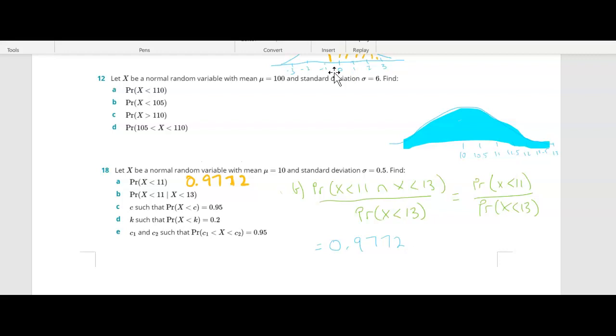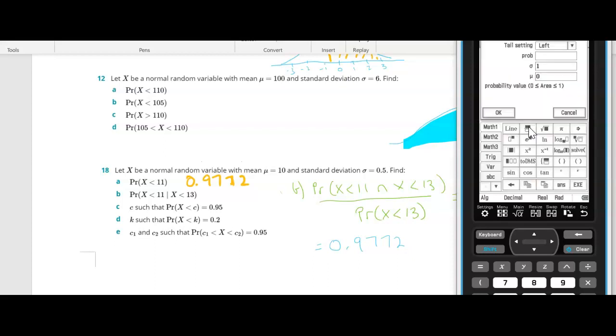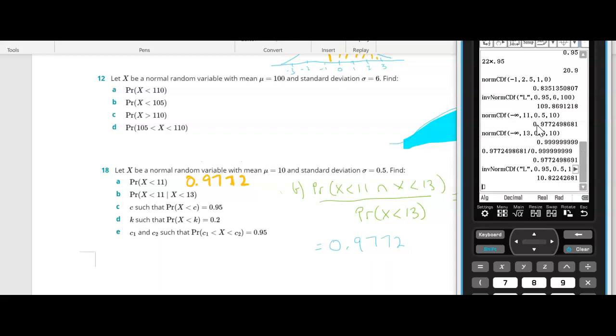For questions C and D, we're doing inverse. Quickly get that up. Okay, so this time we want less than, so the left, the probability is 0.95. Our standard deviation is 0.5 and our mean is 10. There you can see C is 10.82. I'm not going to write that down. And then, inverse.